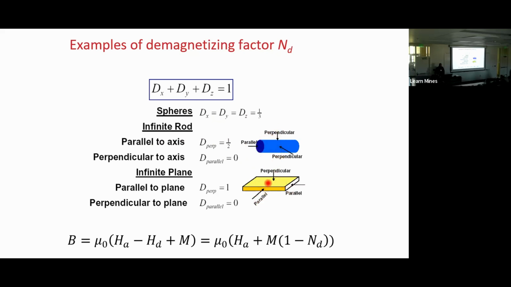Here is another extreme example, which is really a plate. If you want to magnetize in plane, it's very easy. There's no demagnetization working against you at all. But if you want to magnetize perpendicular, well, it's actually very, very difficult. You need a huge amount of field to make it happen.